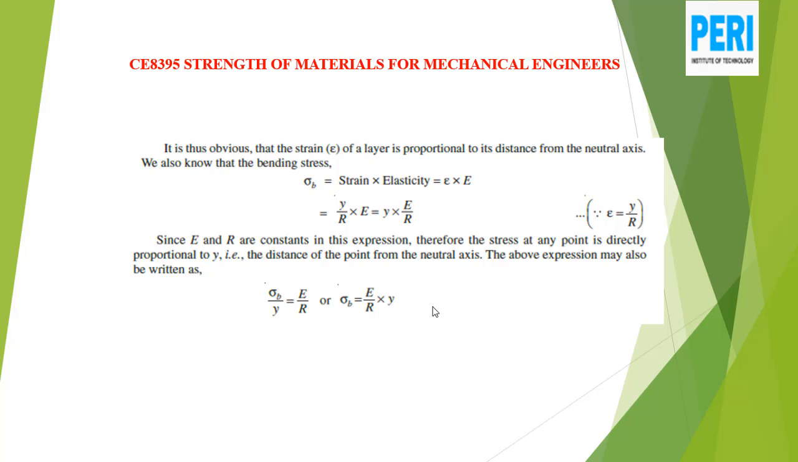Further, bending stress equals strain into elasticity. Why? Elasticity equals stress by strain, so stress equals strain into elasticity. Strain equals Y by R, and this is E, so Y into E by R. This equation becomes sigma B by Y equals E by R.